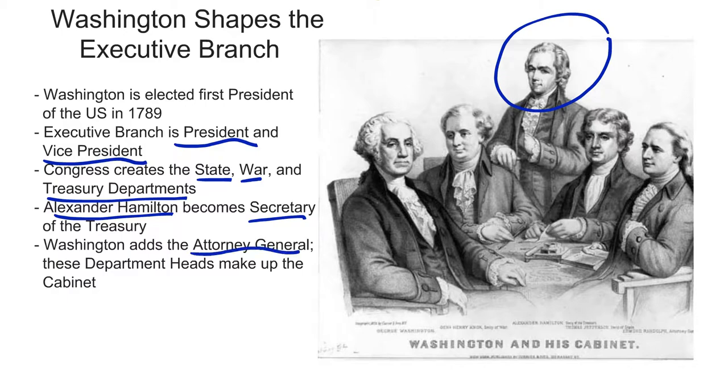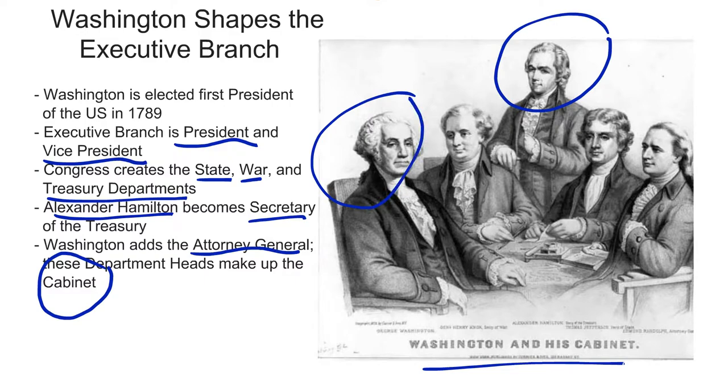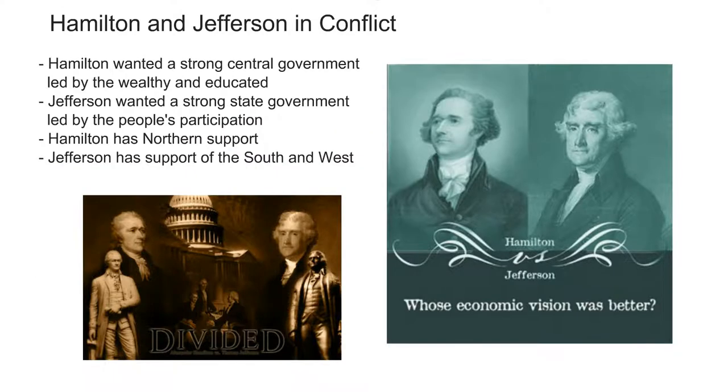Washington adds the office of Attorney General, and these department heads make up Washington's cabinet. Pictured here is Washington and his cabinet. You have George Washington. You have Henry Knox, who is Secretary of War. You have Alexander Hamilton as Secretary of the Treasury. You have Thomas Jefferson as Secretary of State. And you have Edmund Randolph as Attorney General.